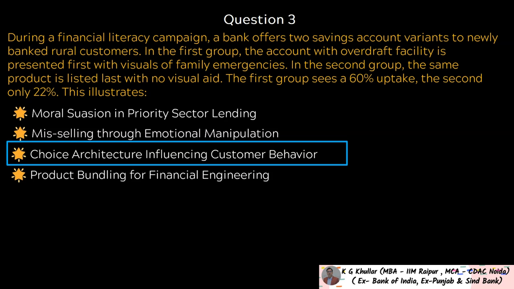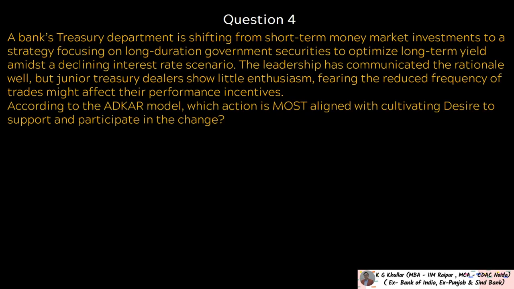The next question is, a bank's treasury department is shifting from short-term money market investments to a strategy focusing on long-duration government securities to optimize long-term yield amidst a declining interest rate scenario. The leadership has communicated the rationale well, but junior treasury leaders show little enthusiasm, fearing the reduced frequency of trades might affect their performance incentives. According to the ADKAR model, which action is most aligned with cultivating desire to support and participate in the change? And these options are given to you.